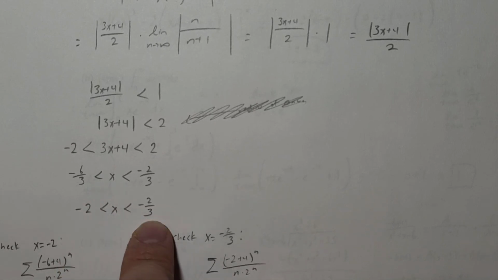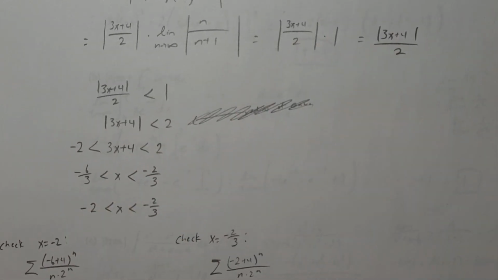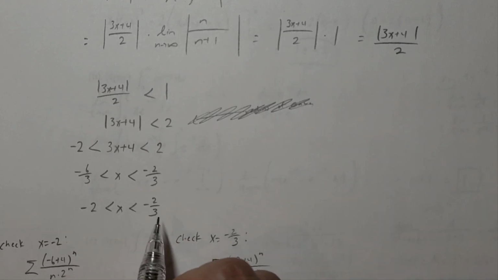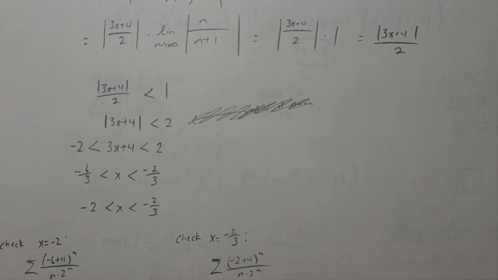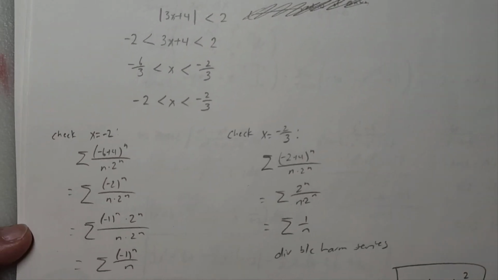Okay, why do we need to do that? Remember, the ratio test says that when that limit is equal to 1, it's inconclusive. So at these two endpoints here, it's equal to 1. So we've got to check them manually. And usually it's not too hard.